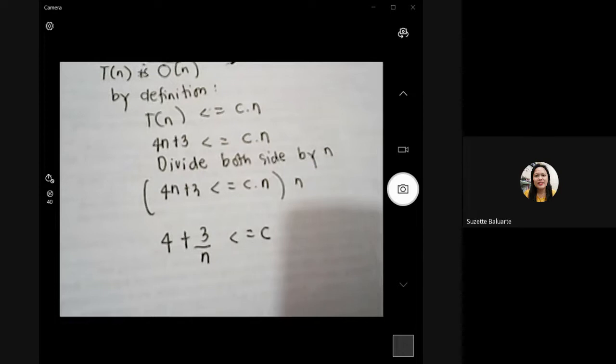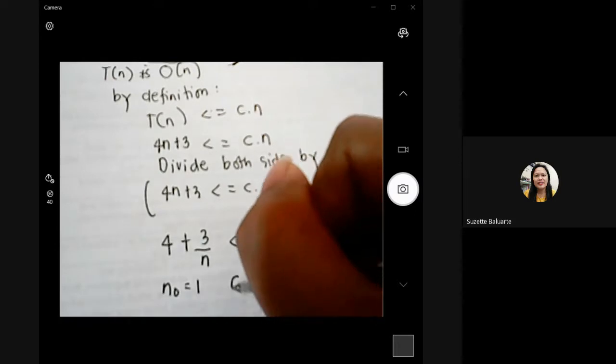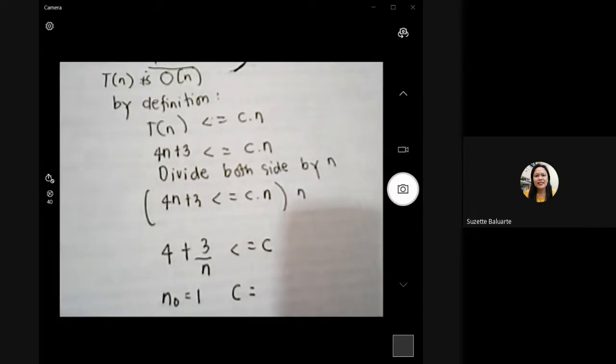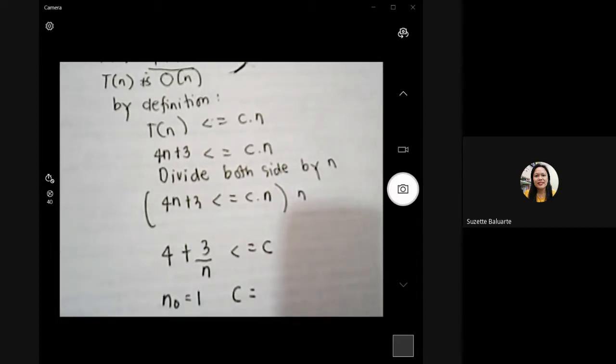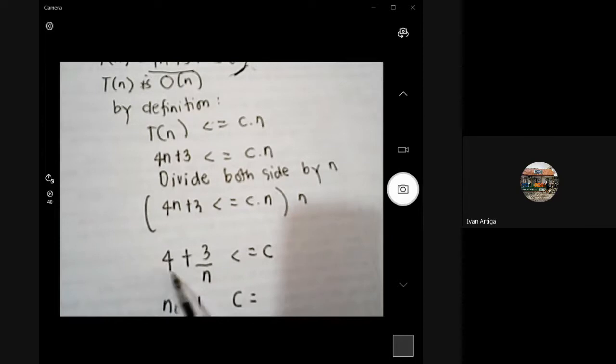So let's see. If your n sub 0 is equal to 1, then what is your c? What's the answer? If your n sub 0 is equal to 1, it would be what? 7, miss. 7, correct. It would be 4 plus 3 over 1. So 3 divided by 1 is 3. So 4 plus 3, your c is equal to 7. Is it understood?